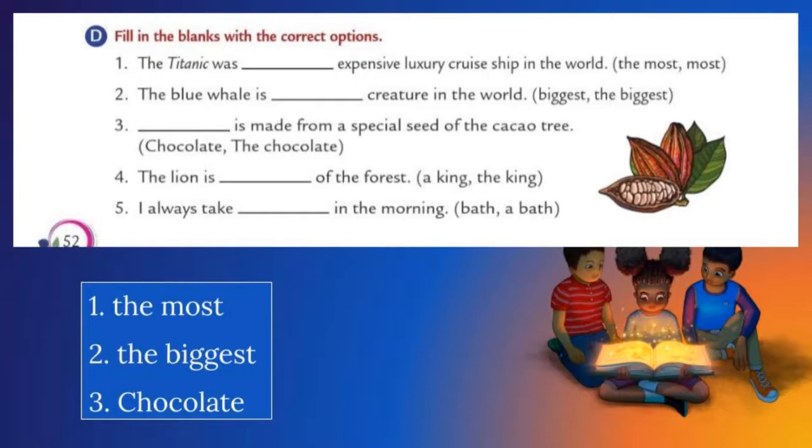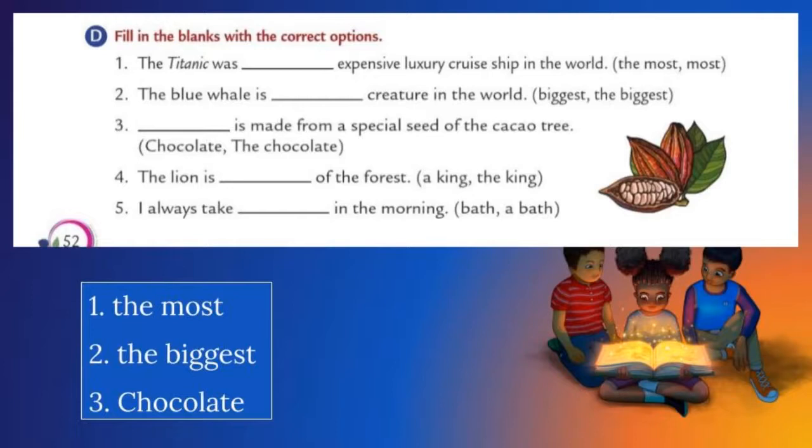And the second one, the blue whale is dash creature in the world. In the second sentence also, we compared blue whale with all other creatures. So it means, what is the answer? The biggest. The blue whale is the biggest creature in the world. And the third one, dash is made from a special seed of the cacao tree. Which one is correct? Chocolate or the chocolate? Yes, chocolate. The chocolate is not the correct answer. Chocolate is made from a special seed of the cacao tree.